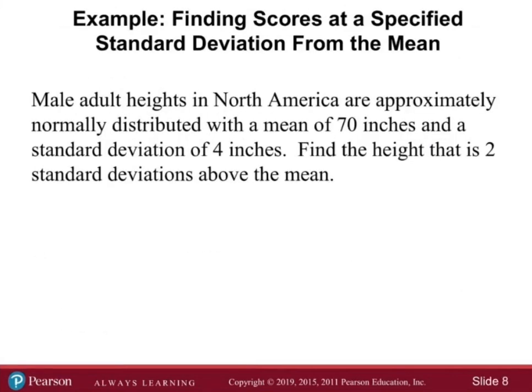Okay. So let me see. Male adult heights in North America are approximately normally distributed with an average of 70 inches and a standard deviation of 4 inches. Find the height that is 2 standard deviations above the mean.